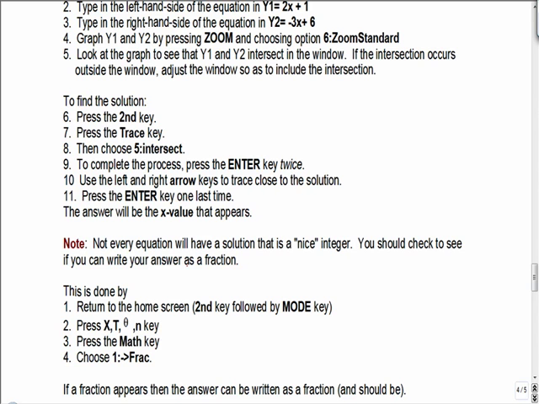To complete the process, press the enter key twice, and then arrow close to the solution using the left and right keys, and press the enter one last time. Some of you know that you can often just go enter, enter, enter. You don't have to go enter, enter, move, and then enter. But this is a good way to get into doing it. Enter, enter, go near the answer and press enter. The answer is the x value, not the y value, just the x value.